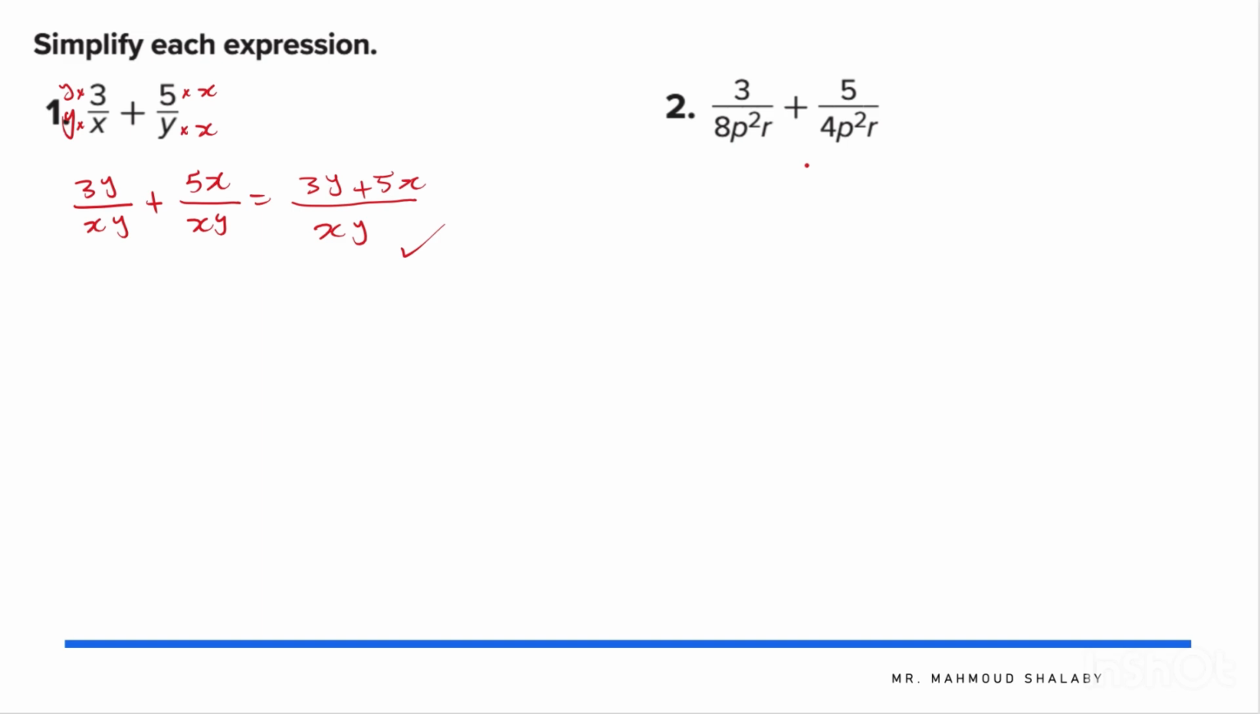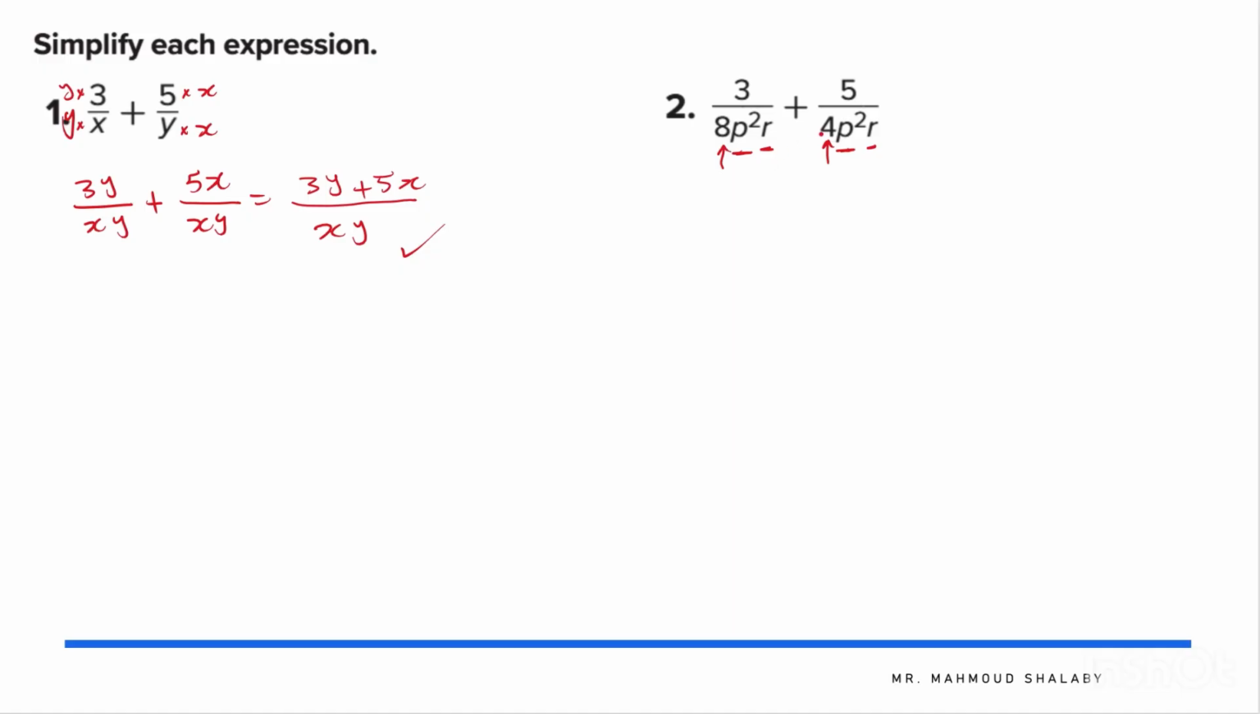What makes it different from this one? Actually, if you have a common factor, we will not multiply by it because it's already in common. I'm trying to change both of them to be the same. So for example, if this is r and this is r, it's already common, so I don't have to multiply by r. But for example, here's p squared, it's still the same, p squared and p squared, so I don't have to multiply by p. The only different thing is this: we have 4 here and we have 8 here.